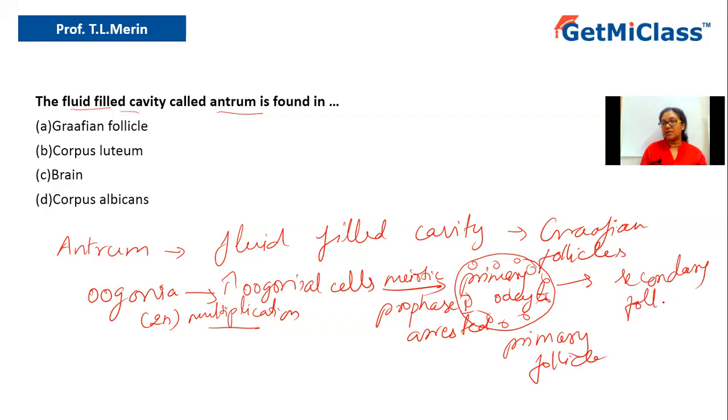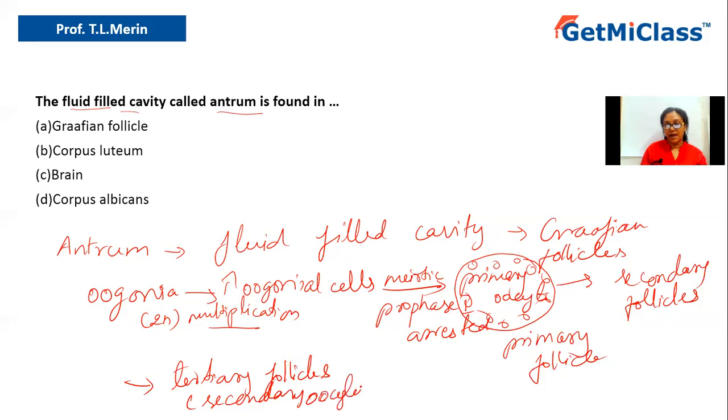Further, this follicle will mature to form a secondary follicle, that means more granulosa cells will be added, so the thickness of the layer will increase. Further, secondary follicles will transform into a tertiary follicle, where the primary oocyte will complete its meiotic division and form the secondary oocytes. These secondary oocytes are haploid in nature because there is completion of the meiotic division.